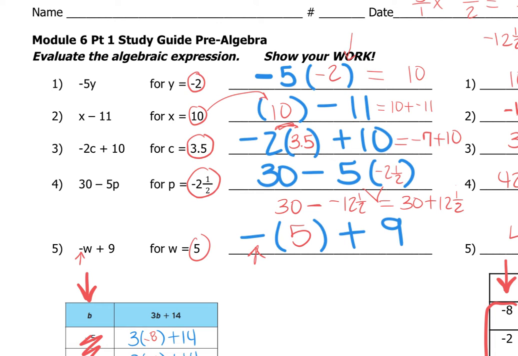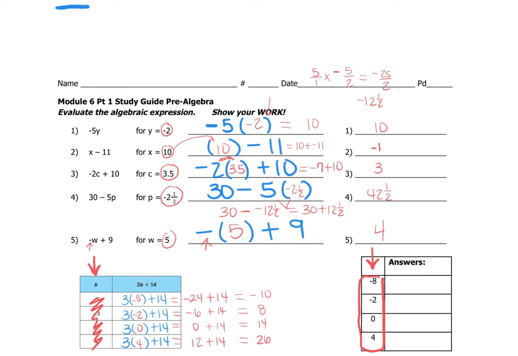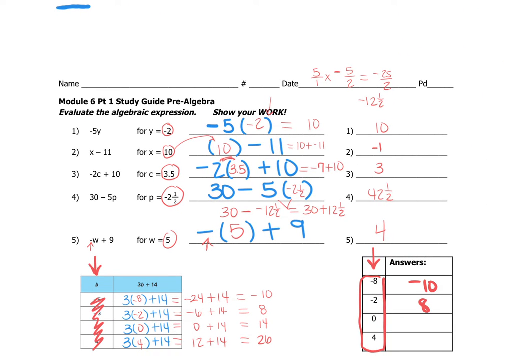So 3 times -8 is -24, and then plus 14. We'll add those together, and that will give us -10 for our answer. The second one, 3 times -2 is -6, and then we add 14 to that, and that will give us a positive 8. For the next one, we get 3 times 0, which is 0, plus 14 will give us 14. And then the last one, 3 times 4 is 12, plus 14 will give us 26. So we will take those answers and just plug them in over here.